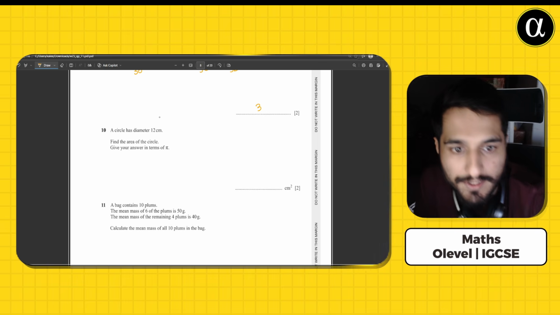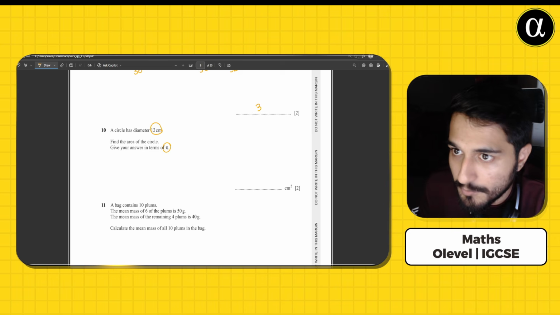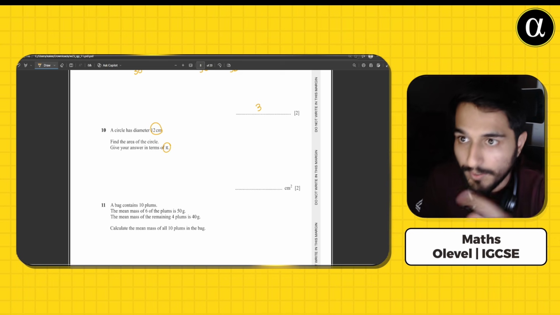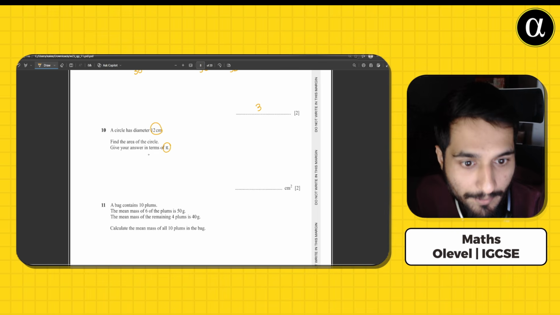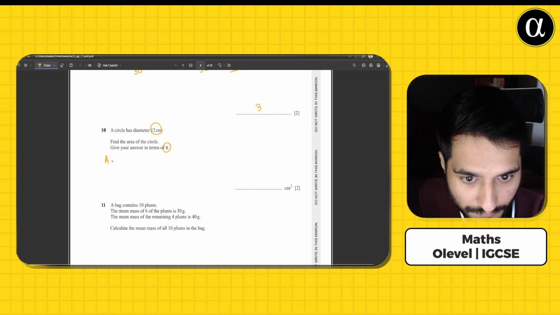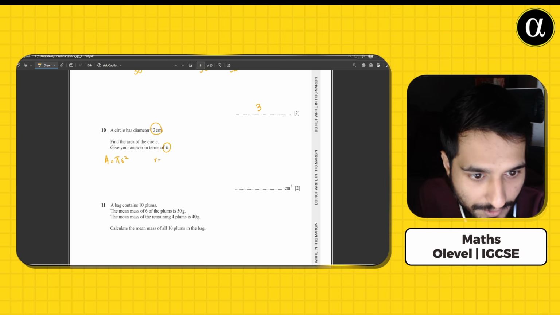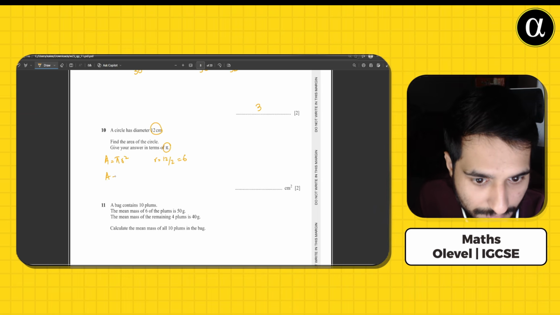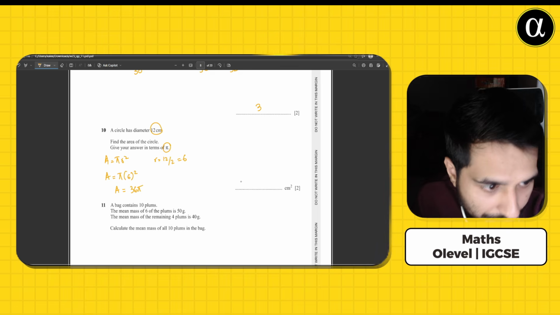The next part says a circle has diameter 12 centimeters. Find the area of the circle and give your answer in terms of pi. That means we are not supposed to multiply pi at the end like 22 over 7 or 3.142, but instead we're supposed to answer it in that form. The area of a circle that we've learned so far is pi r squared, and the radius is half the diameter, so the radius is 12 over 2, which is 6. So A equals pi times 6 squared, and this has to be A equals 36 pi, right?